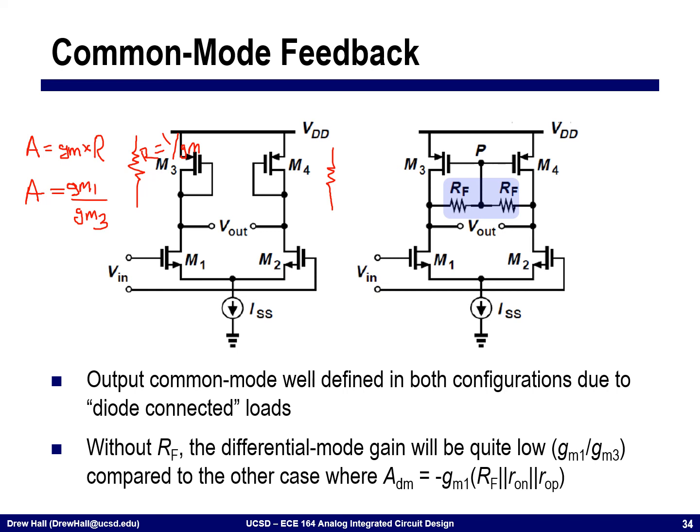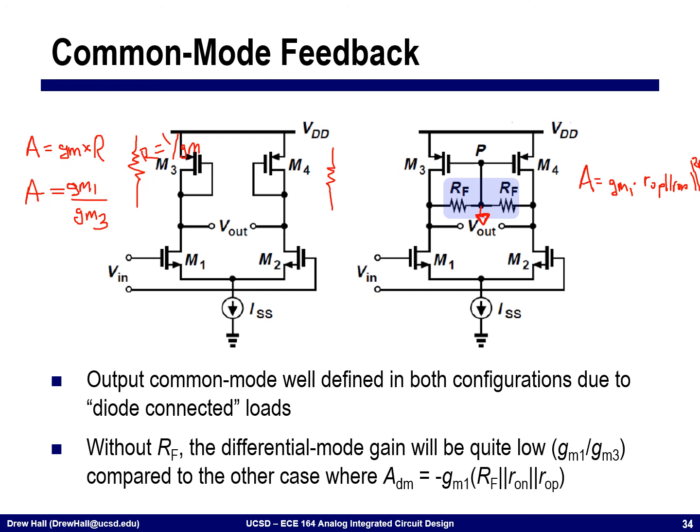Alternatively, I can decouple this problem a little bit by adding this resistor here, RF. What this does is that in the differential mode, this node is an AC short, and so the gain of this structure is equal to GM1 times ROP times RON in parallel with RF. Sorry, I ran out of room.